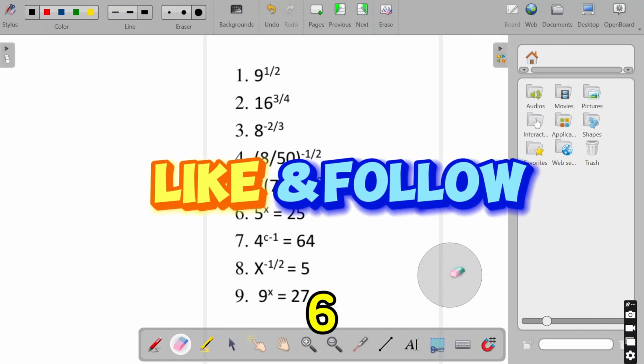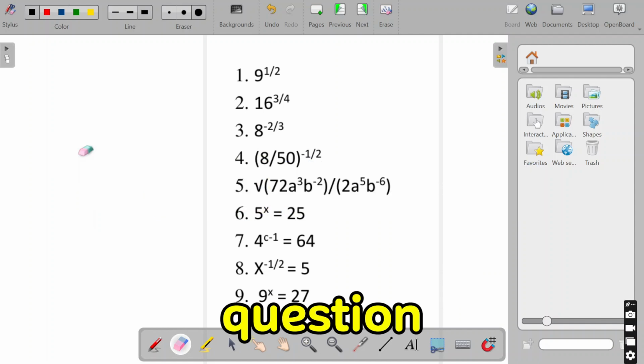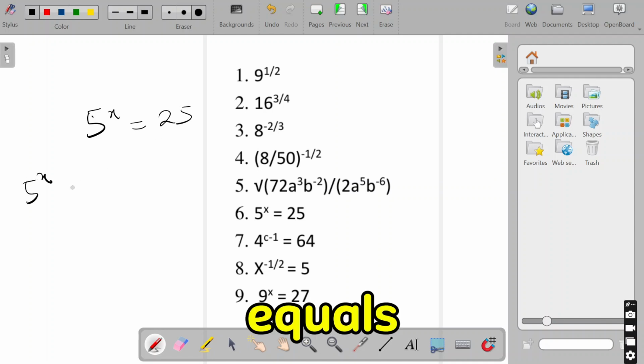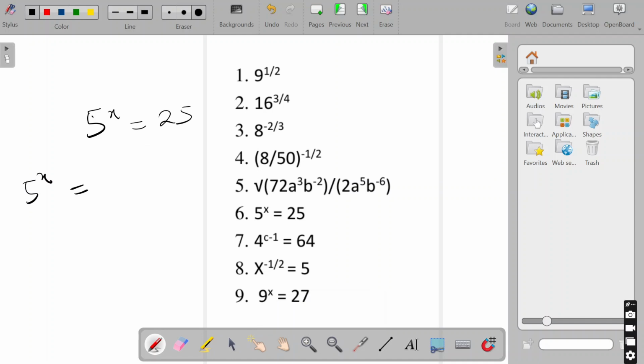Cool. Question number 6. 5 raised to power x is equal to 25. So how do we solve this? 5 raised to power x equals 25 means what is on the left is the same thing as what is on the right.